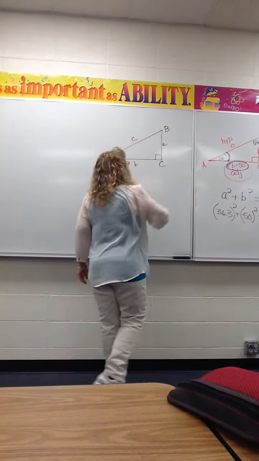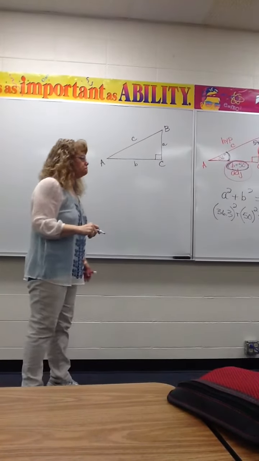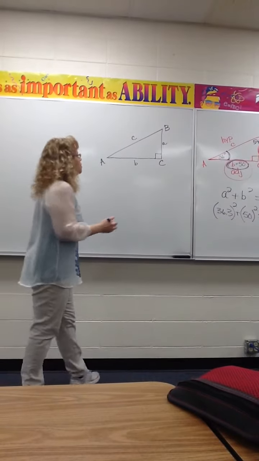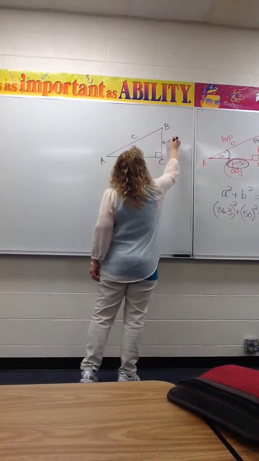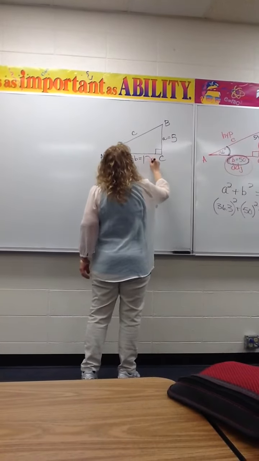61. All right, look up here. I want you to solve this triangle if A is 5 and B is 12.